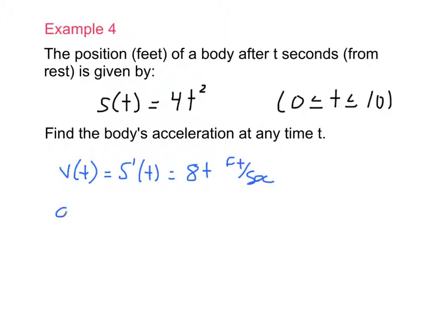And then we go ahead and get the second derivative, which is acceleration, and that would simply be 8. And acceleration is measured in feet per second squared. Feet per second per second. So you use the second derivative to find the acceleration function. In this case, our acceleration is constant at 8 feet per second squared.